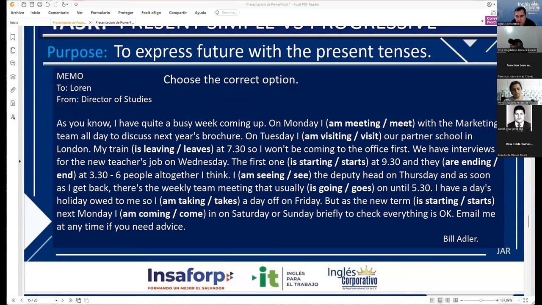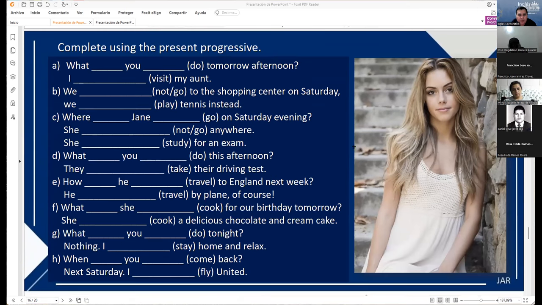Underline, choose the correct option. Choose the correct option. And in this one, complete with the present progressive. Look, present progressive. What are you doing tomorrow afternoon? I'm visiting my aunt. We aren't going to the shopping center on Saturday. Okay, and they say we are playing tennis instead. So, what are you doing tomorrow afternoon? I'm visiting my aunt. We aren't going to the shopping center on Saturday. We are playing tennis instead.